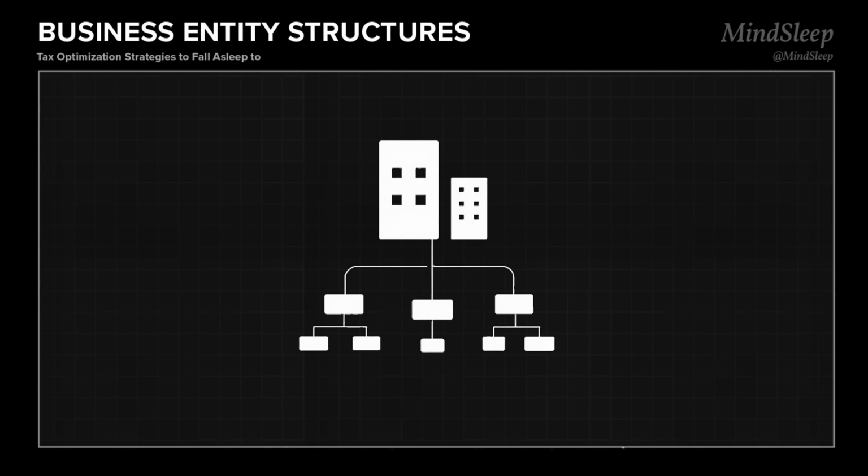As we conclude our exploration of business entity structures, we're left with a profound appreciation for their complexity and importance in tax planning. From the humble sole proprietorship to intricate international holding company structures, each choice carries significant implications for a business's tax liability, legal protection, and operational flexibility.